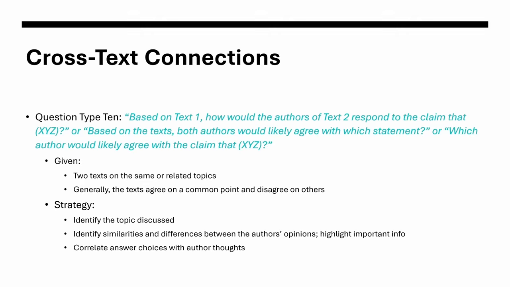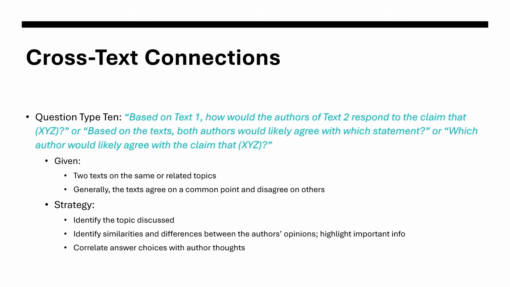Or it could just be 1 or 2 disagreeing points, depending on how long those passages are. Basically, the question will ask you either what do the authors agree on or what do they disagree on, or how might they respond or reply to each other based on their differing points of view. So here's your strategy. You're going to identify what the topic discussed is. Then you're going to identify what the similarities and differences are, if applicable.